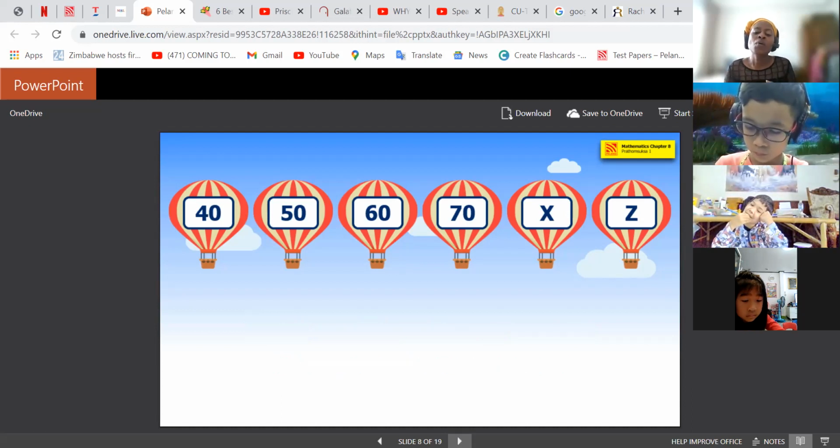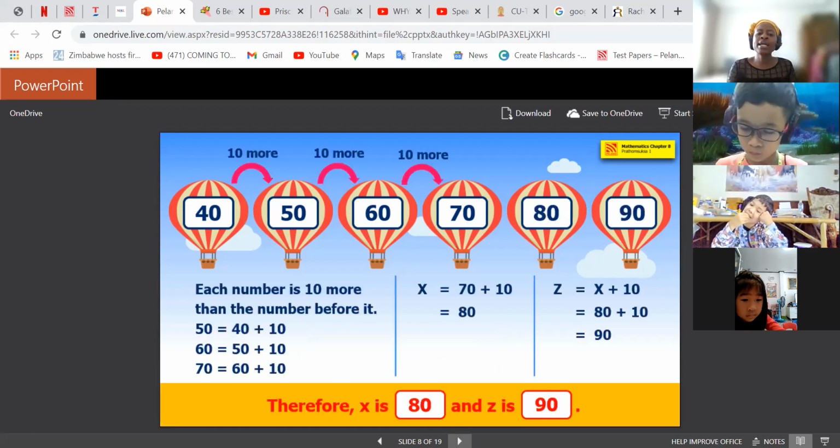Why are we saying that? Because if we look here, we can see that the numbers are increasing by 10, 10, 10, 10, 10. So we can keep on increasing even after Z. It will go to 100, 110, 120, 130, just like that, right? So each number is 10 more than the number before it. So we just look at the numbers that are after and before if you want to get the missing number. Very easy.